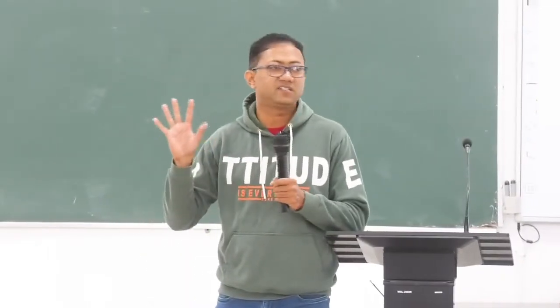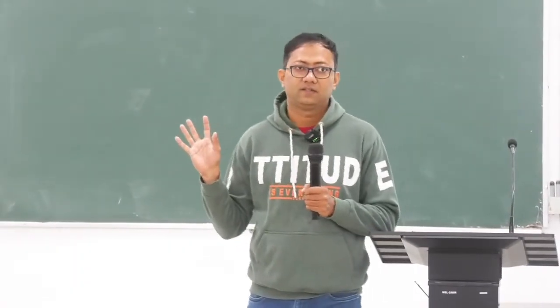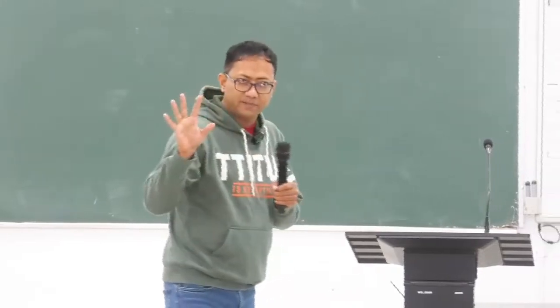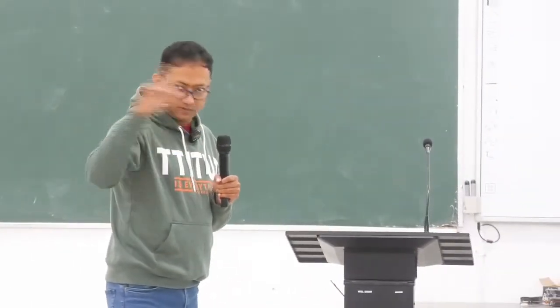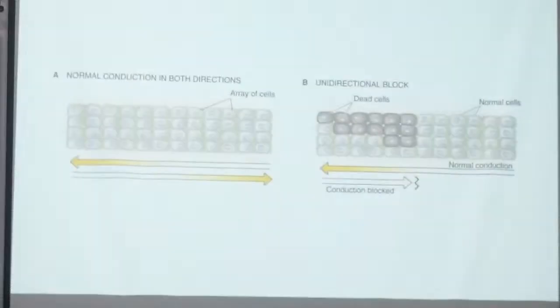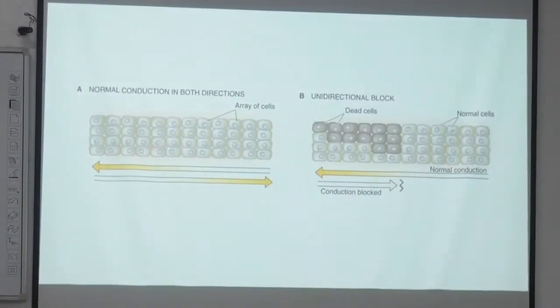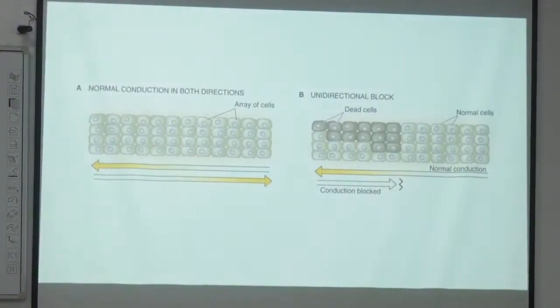So, let us understand what re-entry is. From the name, re-entry suggests it is again entering. You see this is normal myocardium and this is abnormal myocardium. These blackish colored cells are dead cells and these are normal cells. And in this picture A, all the cells are normal.